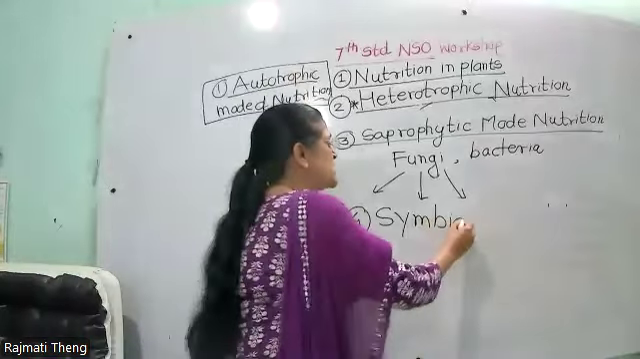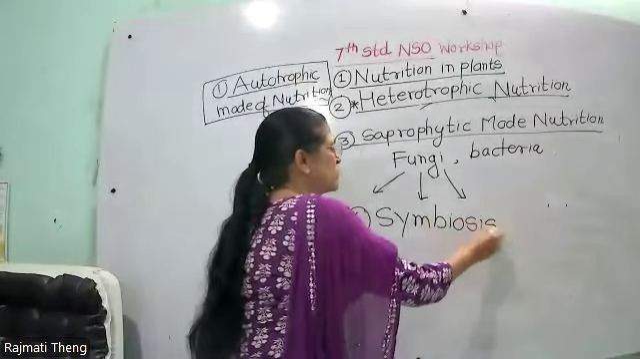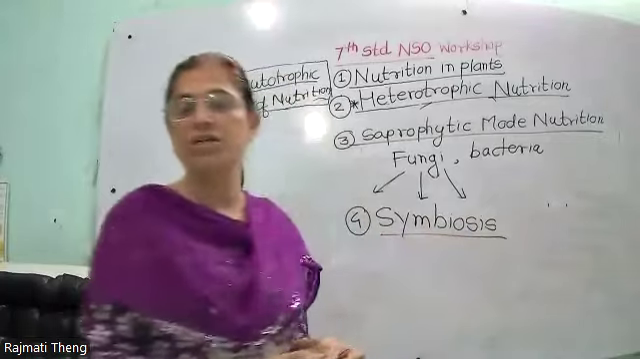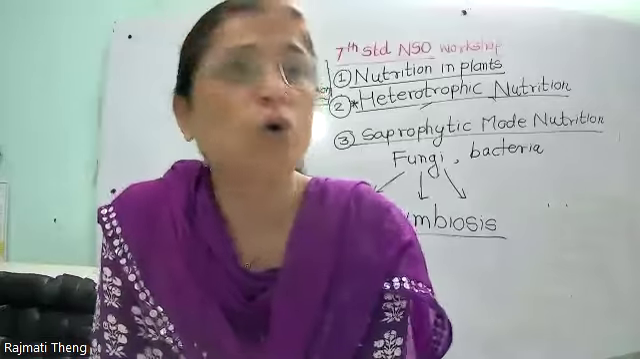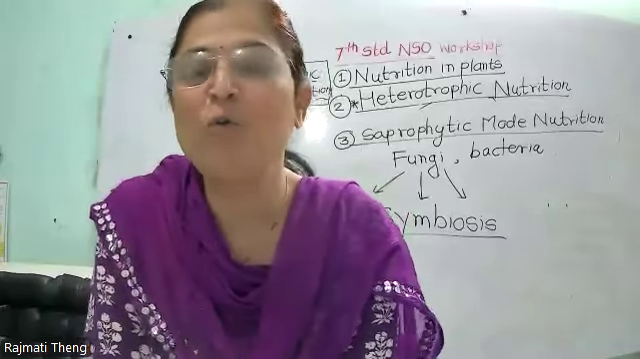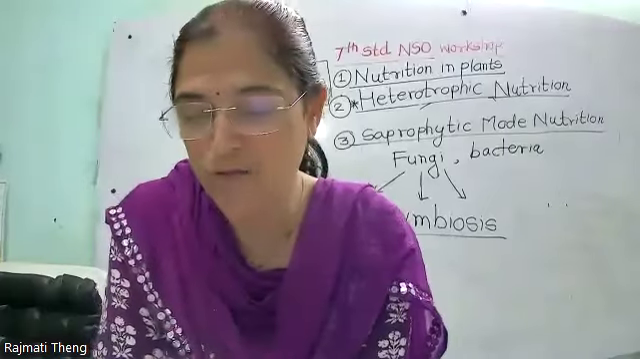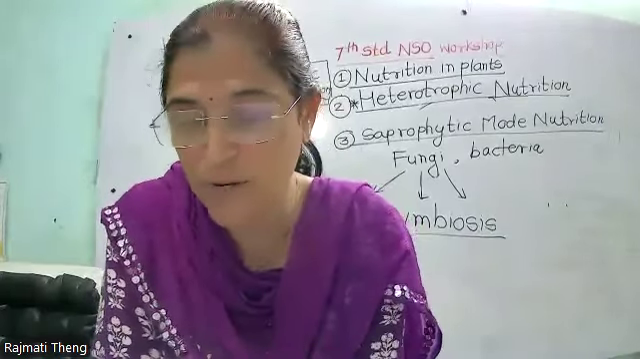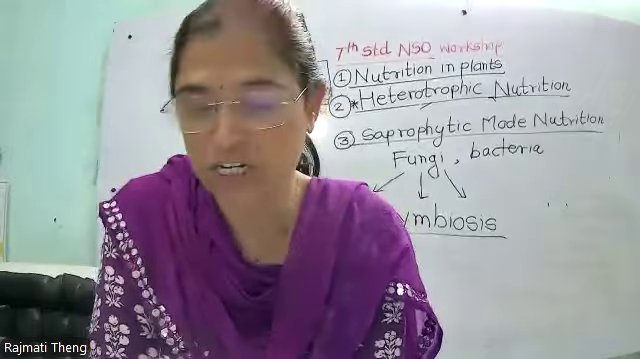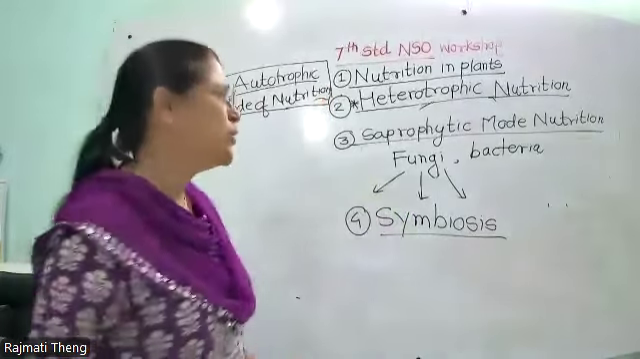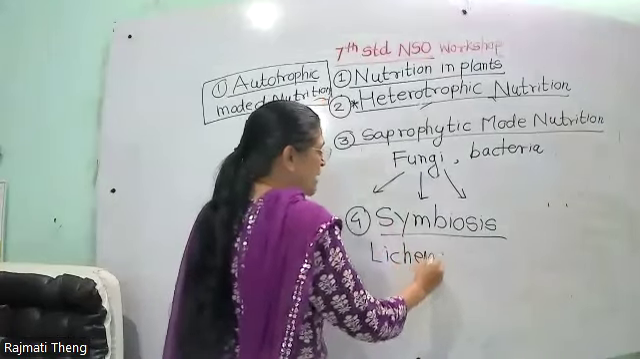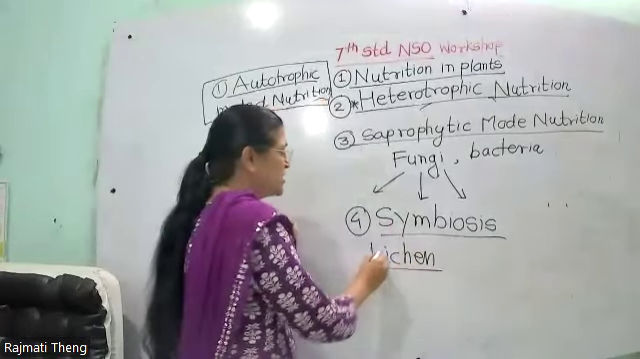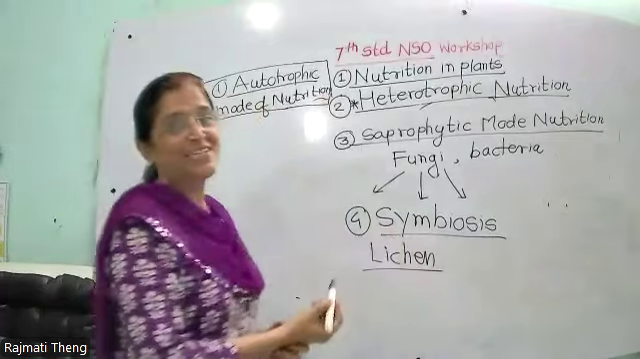Next one is symbiosis. Okay, next mode of nutrition, that is symbiosis. When two organisms live together for their mutual advantage or for their benefit, that mode of nutrition is called symbiotic mode of nutrition. An example is lichen. Okay, lichen is used in spices.